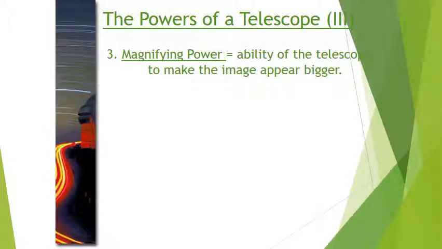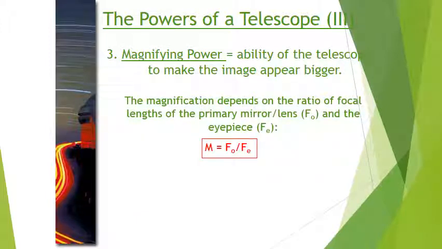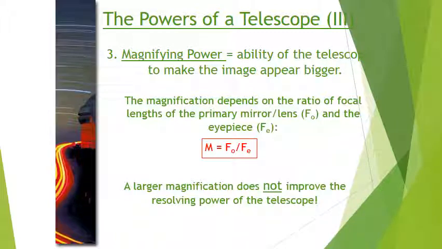Then we get to the third power, which is actually the least important power of a telescope, but it's the biggest selling point for a lot of telescopes. Around Christmas time, you'll start to see telescopes in the big box stores, and on the side of the box it'll say 50 times magnifying power, 100 times magnifying power. That sounds really impressive, but it's actually the least important power of a telescope, because it turns out you can make M, the magnifying power, really large by just making a really small eyepiece focal length.